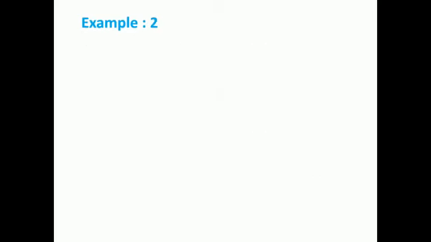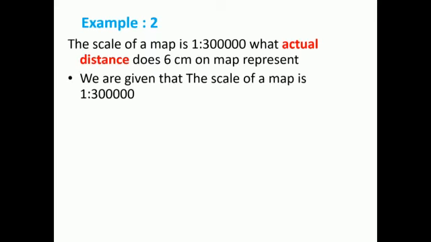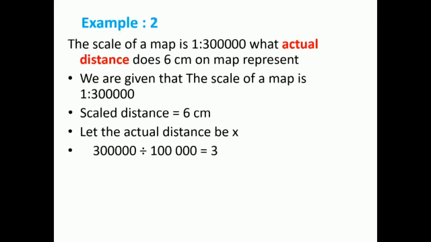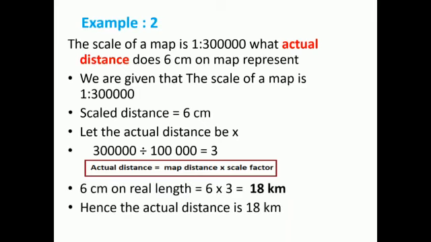Go for the next example. The scale of a map is 1:300,000. What actual distance does 6 centimeter on the map represent? Okay, so you write the scale and change it into kilometer form. Then write the formula. Actual distance is equal to map distance multiplied by scale factor. Multiply the two things, you will get 18. So hence the actual distance is 18 kilometer.